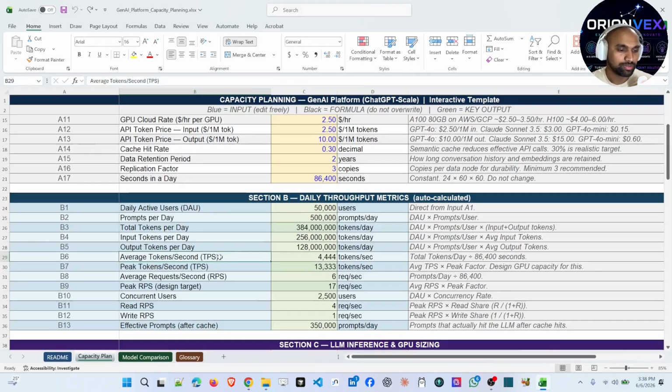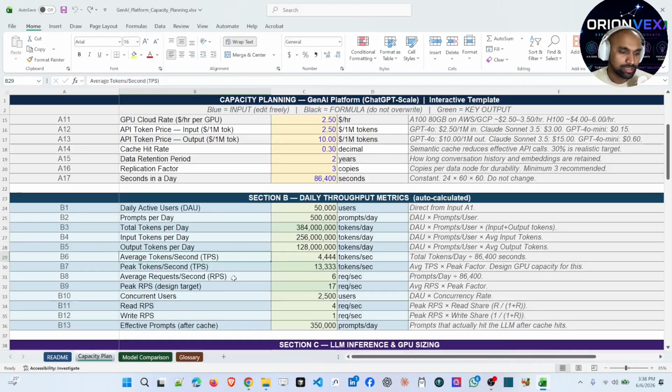Average tokens per second, that is TPS, is around 4,444. How are we getting tokens per second? Total tokens per day divided by 86,400, and we will get around this value. For peak tokens, we multiply that value by 3, because 3 is the peak factor. We will get around 13,333 tokens per second.